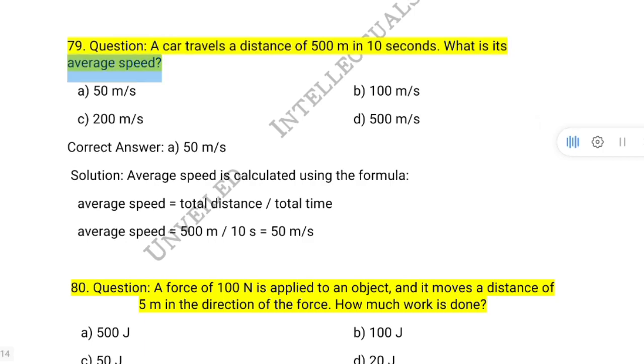79. Question. A car travels a distance of 500 meters in 10 seconds. What is its average speed? A. 50 meters per second. B. 100 meters per second. C. 200 meters per second. D. 500 meters per second. Correct answer: A. 50 meters per second.